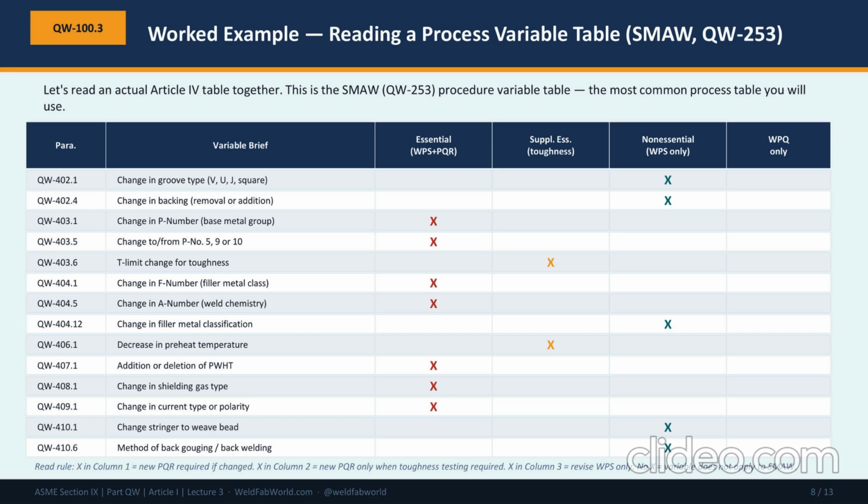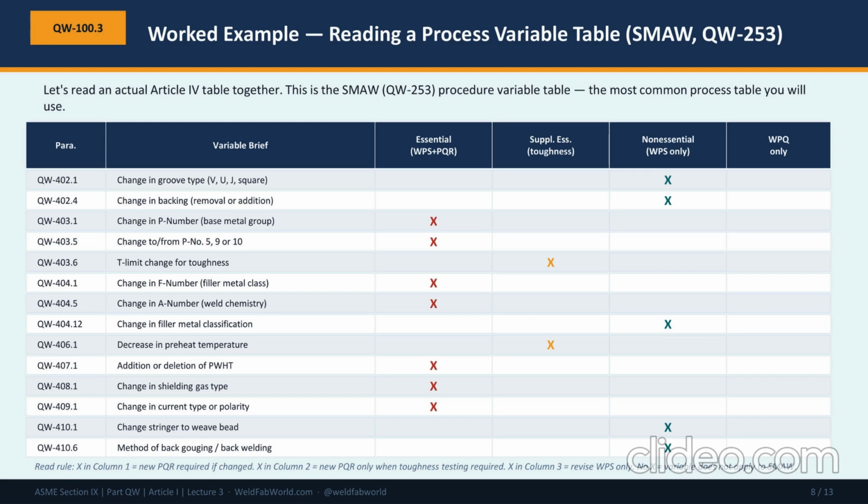QW404.12, change in filler metal classification. Column 3, non-essential. The specific AWS classification of the electrode, E7018 versus E7016 for example, within the same F number and A number, is non-essential. WPS revision only. Both electrodes deposit similar chemistry with similar usability.